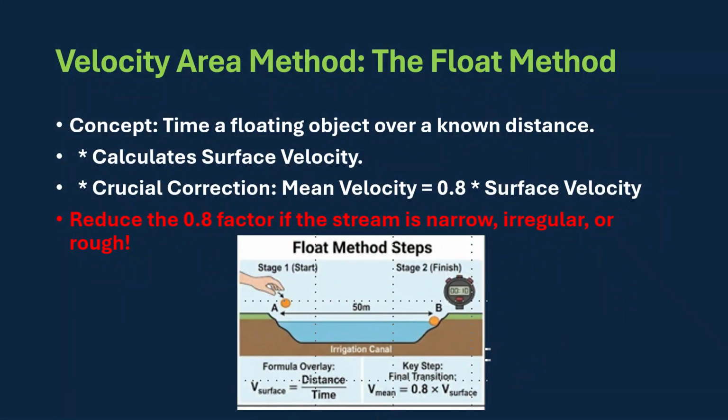There are some exceptions. If the object is floating on the surface, which is the fastest moving part of the stream, frictions may slow down the water near the bottom and sides. To get the true average or mean velocity of the whole channel, we must multiply our surface velocity by a standard factor of 0.8. And remember, if the field channel is narrow, rocky, or full of weeds, you must reduce that 0.8 factor even further.